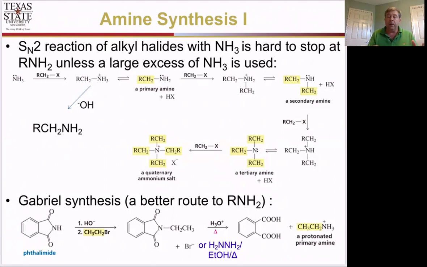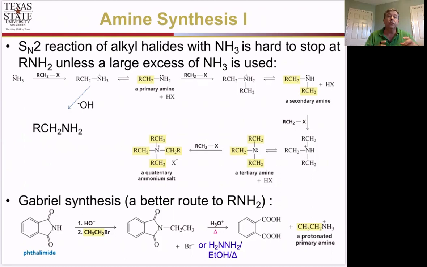That being said, we're in equilibrium between having primary, secondary, tertiary, and quaternary ammonium salts on this, so it's very difficult to stop it in one place. Unless you want the quaternary ammonium salt and you use an excess of your alkyl halide, you have a difficult time just stopping at something like a primary amine. So we have to have alternative syntheses to get to primary, secondary, and tertiary amines. And the first synthesis of that is called the Gabriel synthesis.